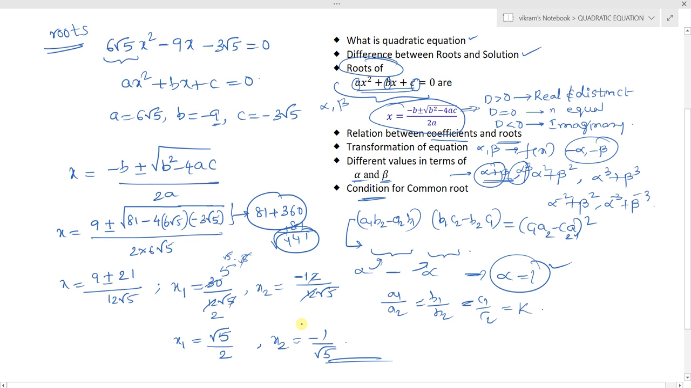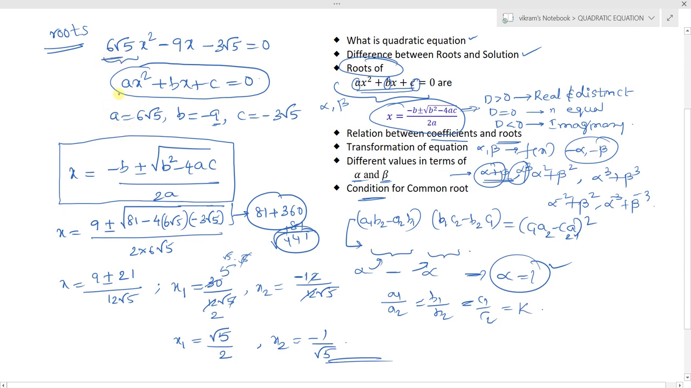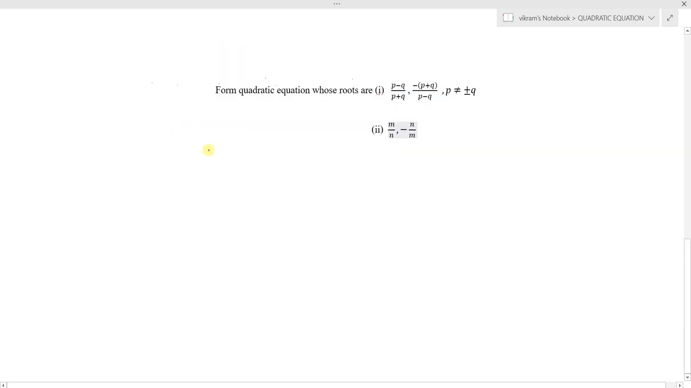If any quadratic equation is given in the form ax square plus bx plus c equals 0, then we have to use the formula x equals minus b plus or minus square root of b square minus 4ac by 2a. Then compare the given quadratic equation with the general quadratic equation ax square plus bx plus c, then substitute the values and go on simplifying. We will get the two values of the given quadratic equation.